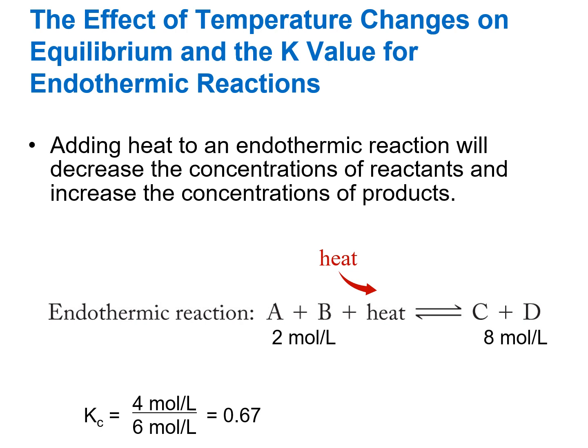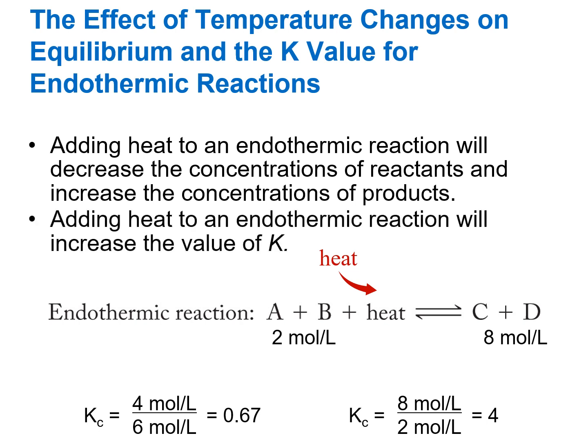Now, if we take these values and do a calculation for a new equilibrium constant, we can see then that our equilibrium constant has shifted quite a bit and has gotten significantly bigger. And Le Chatelier's principle does predict that. So by adding heat to an endothermic reaction, we're actually going to see an increase in the value of our equilibrium constant.